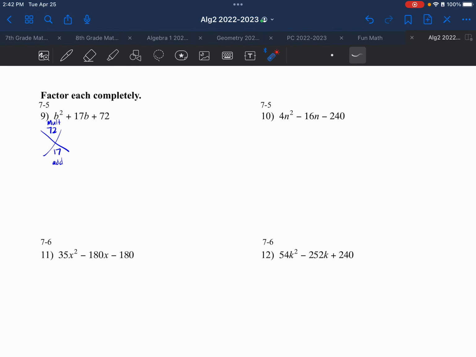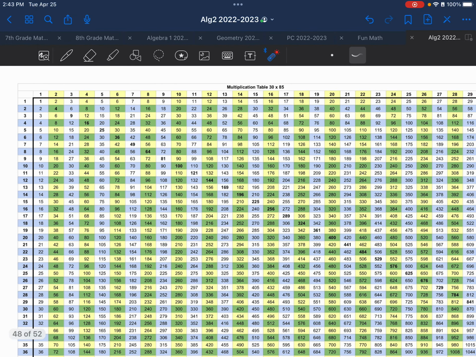This is how you use the multiplication table. We're trying to find multiples of 72. So when I'm looking in here, let me mark it up and I can always erase it, right? I have a 72 here, and they need to add to 17, and I got lucky my first time. 8 plus 9 is 17, so I was done.